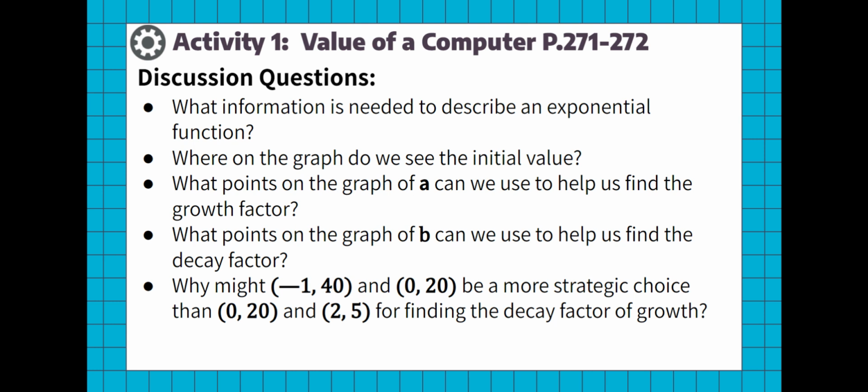Why might (-1, 40) and (0, 20) be a more strategic choice than (0, 20) and (2, 5) for finding the decay factor? For this question, the x-coordinates of the first two points differ by 1, so the quotient could be used to find the factor of decay. It's a little more direct, because your input is only changing by 1. In the second pair, your x-coordinate changes by 2, so that would be a little more challenging.